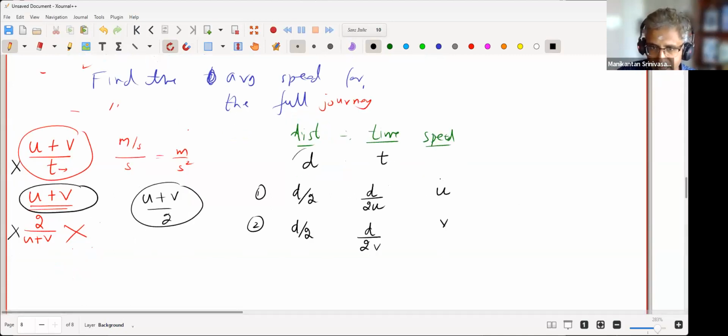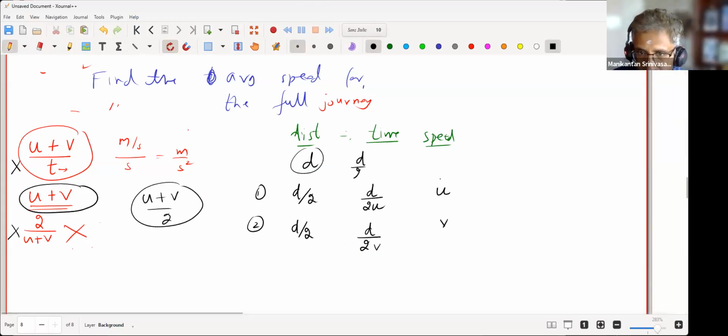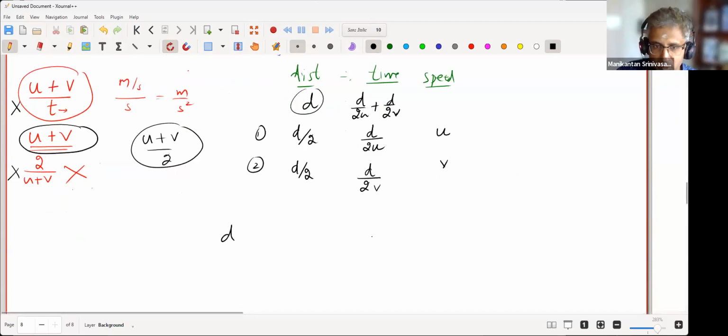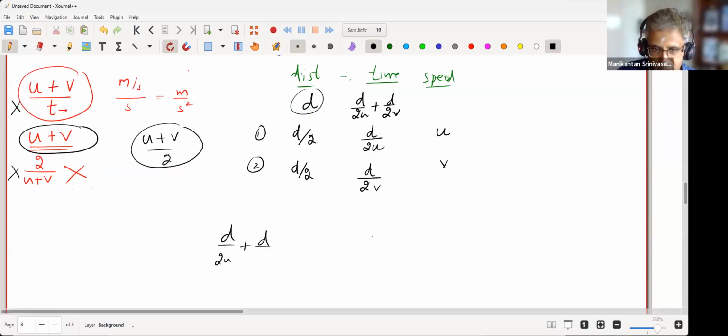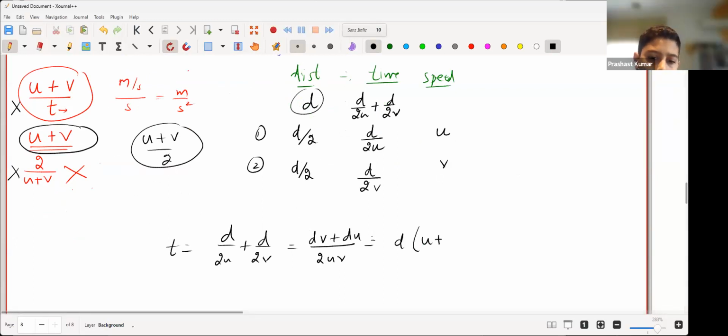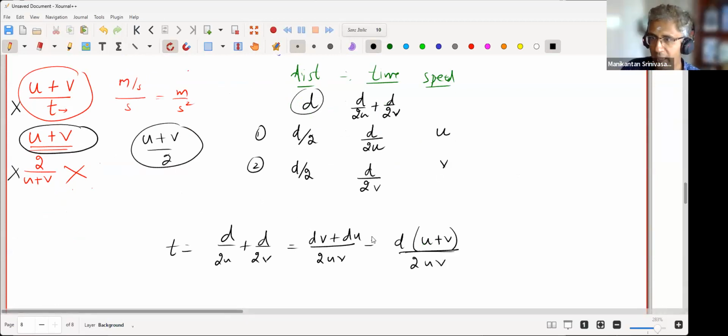Now the total distance is d by 2 plus d by 2, which is d. What is the total time? The total time is the time taken for each of these two parts, so d by 2u plus d by 2v. If I simplify this, I can take 2uv as the common denominator. So it's dv plus du. Or rather, I can take d common outside. Sir, I understood. Understood, right? So this is the total time taken.